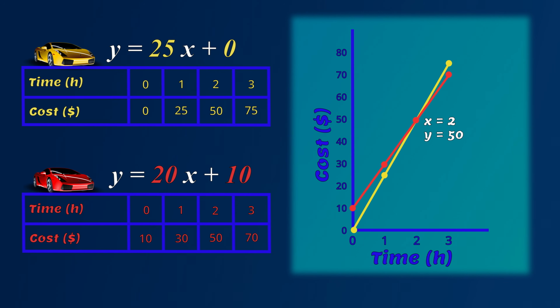Which is cheaper? Well, the cheaper company up till 2 hours is yellow, but after 2 hours, the red company is cheaper.